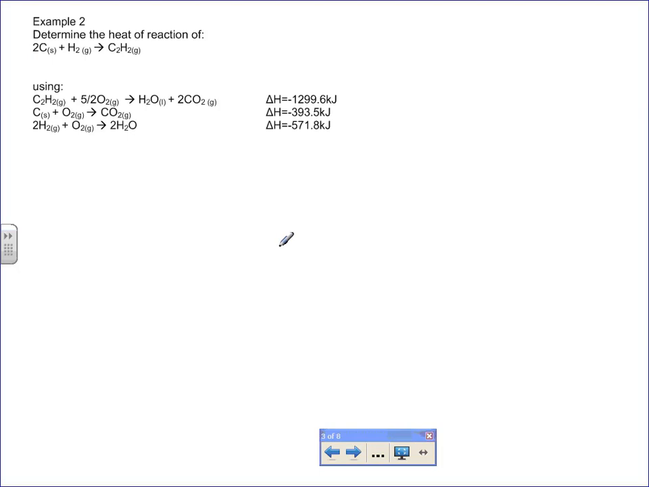I'd encourage you to pause the video and work on this problem. The delta H that you should obtain for this reaction is 226.7 kilojoules.